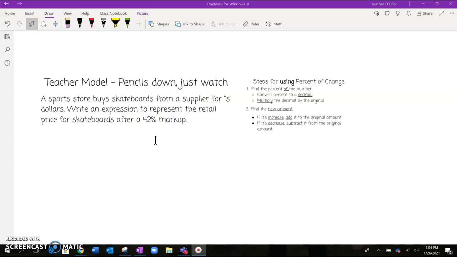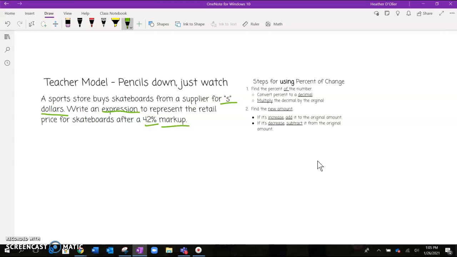Okay, but they didn't tell me the cost of the skateboards. They said $S. Okay, so now I don't have a number specifically. I have to use a variable. And I'm going to write an expression. And remember from Module 3, an expression is a mathematical statement involving numbers, variables, and operations. Okay? So I'm writing this expression to represent the retail price for skateboards after a 42% markup.